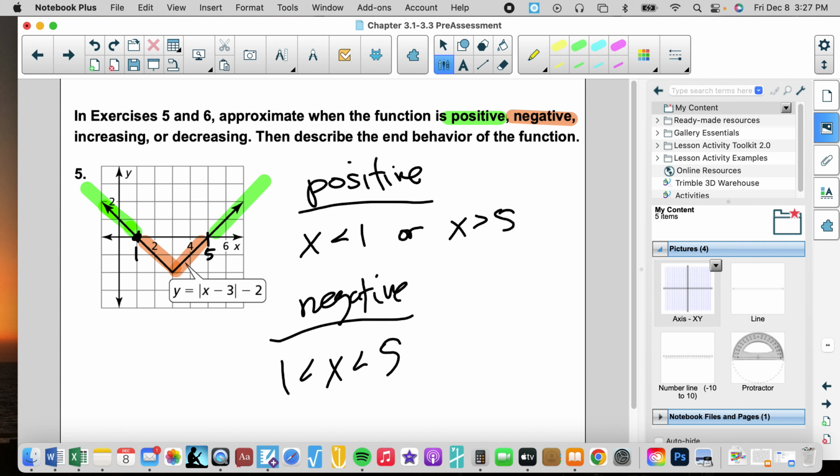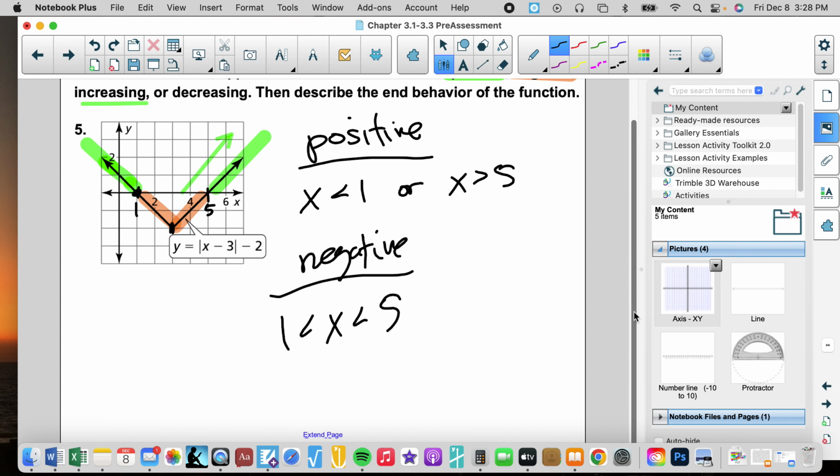Now the next question says, when is it increasing? When we look at the graph and take two points, looking from the left point to the right point, when is it increasing? When does the graph increase as we go left to right? That would be when it's increasing. So where does it start? It starts at 3. Here's my bottom. This is the bottom of my graph, and at that point it turns from going negative, or decreasing, to increasing.